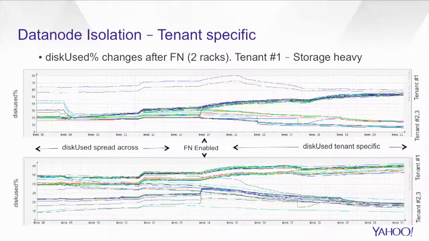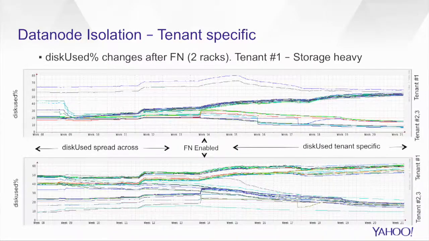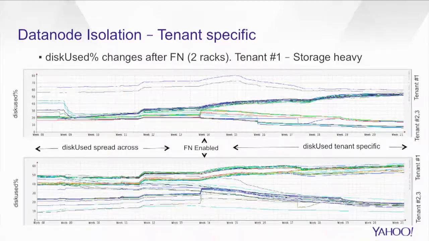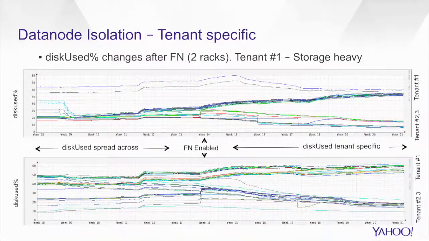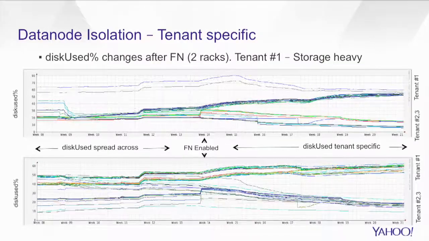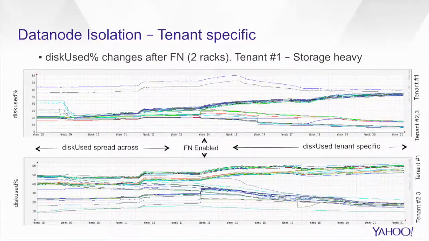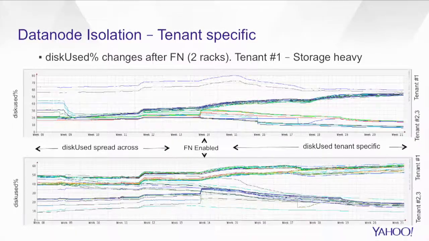Now let's look at Datanode isolation. We looked at the disk used percentage on at least 2 racks on our production cluster, over a period of 3 months. Both of them have the same set of tenants. Tenant 1, or group or customer 1, is storage heavy. They use a lot of disk space. Tenants 2 and 3 are not.